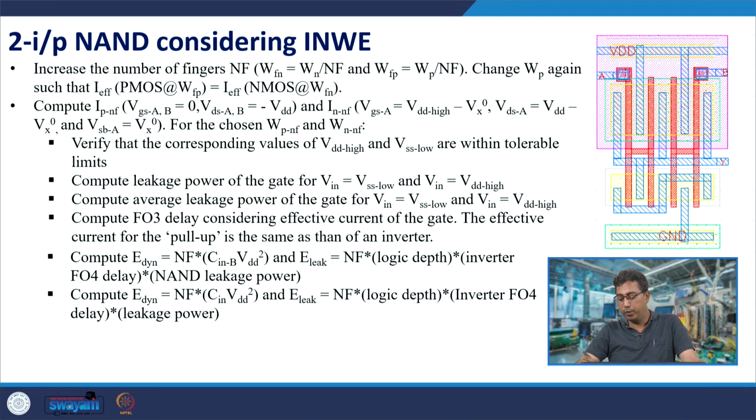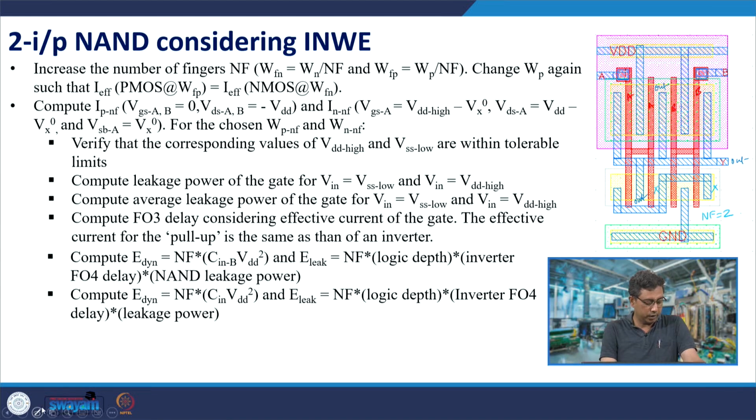So, this is a 2-finger layout. This is input B, this is input A. This is also A, this is also B, this is out or Y. Okay, this is out, and this is out. And where is node X? This is node X, and this is also node X. So, this is a 2-finger layout, or we can write it as NF equal to 2.